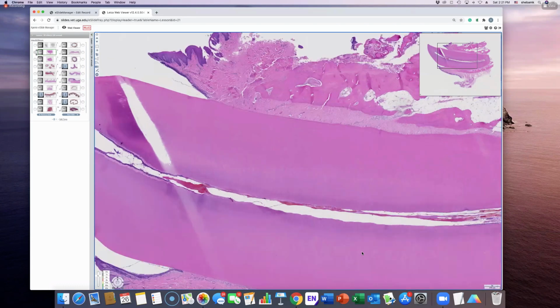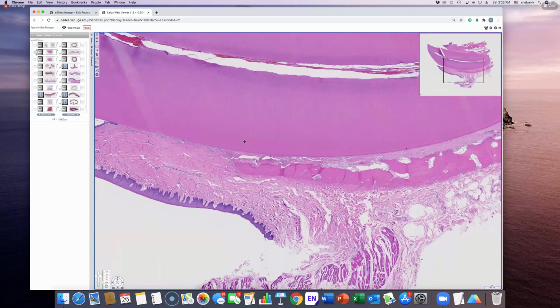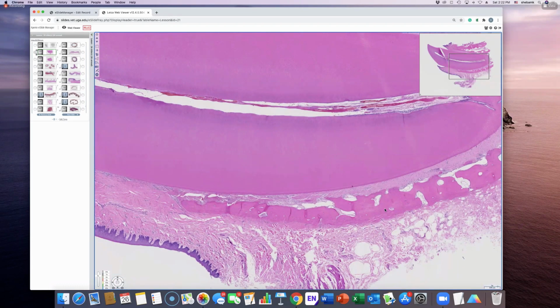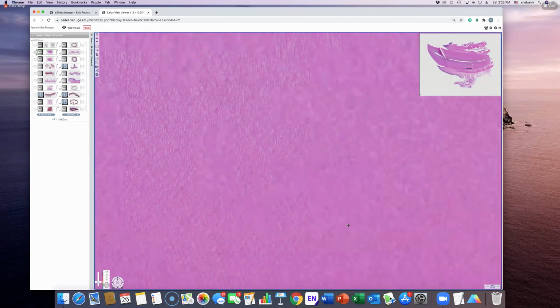Okay, let me go closer. There. What does that look like to you? Bone. That's bone. So what bone is it?